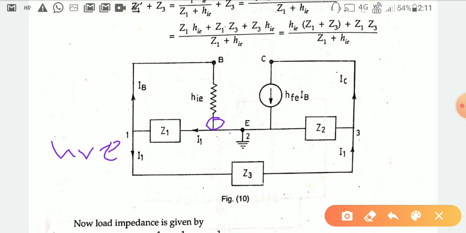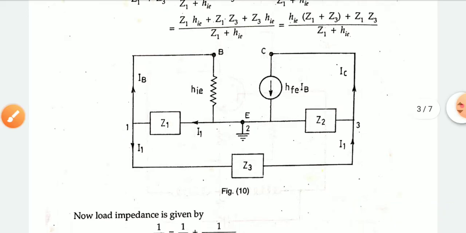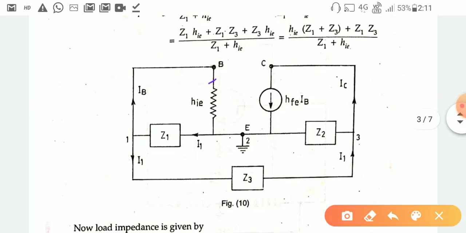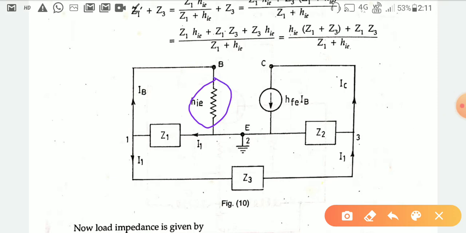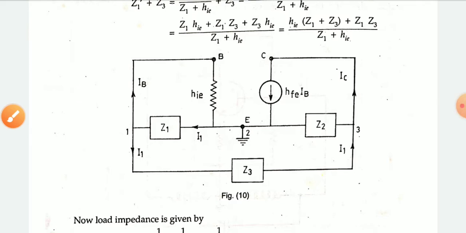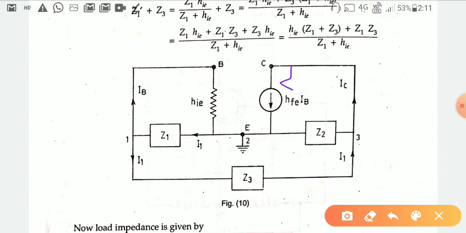So if it is such a small value, that time hre into V0 will also be minimal. So that time it can be considered just like a short circuit, and for this reason this is short circuited, and at the input side only the hie, that is the input impedance, is applied there. For the output side, if you just recall, hoe, RC and RL are present there.